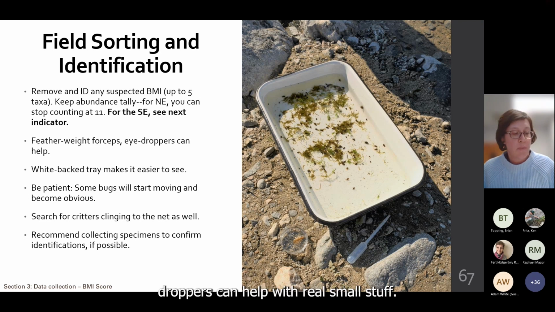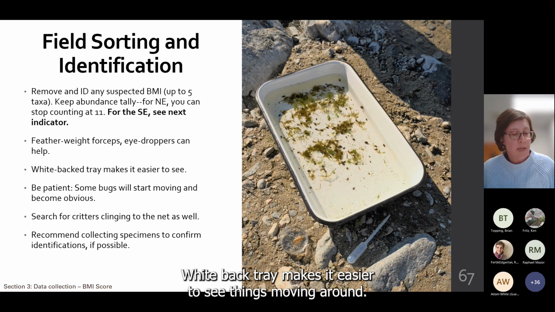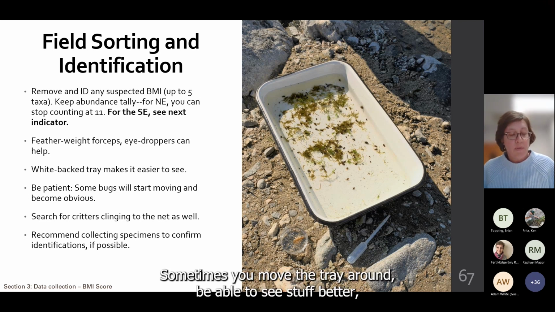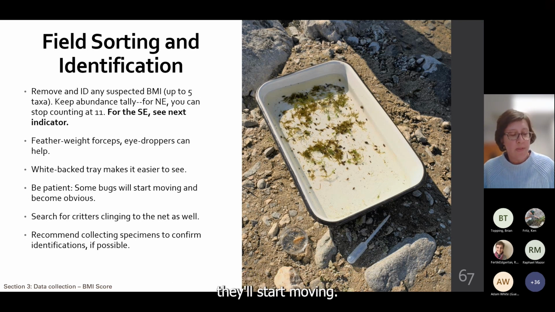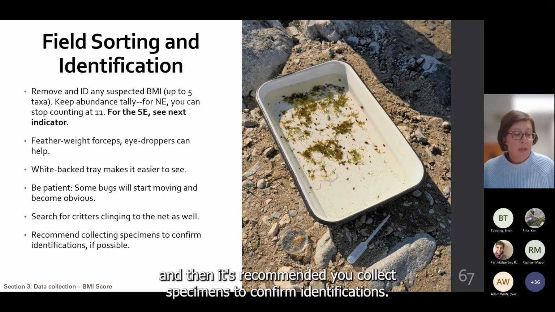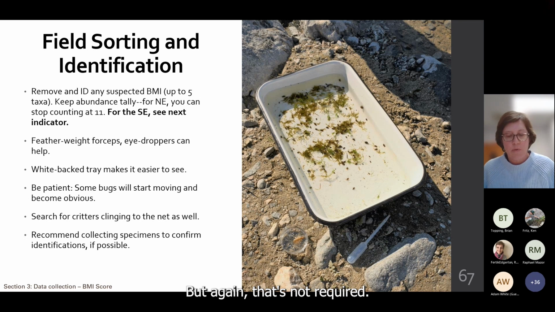Featherweight forceps and eyedroppers can help with real small stuff. A white back tray makes it easier to see things moving around. Sometimes you move the tray around to be able to see stuff better, or they'll start moving. Make sure you look at the net for anything clinging to it. And then it's recommended you collect specimens to confirm identifications, but again, that's not required.